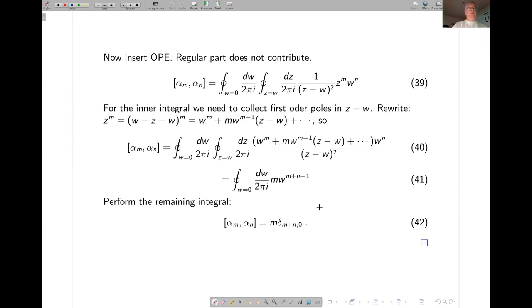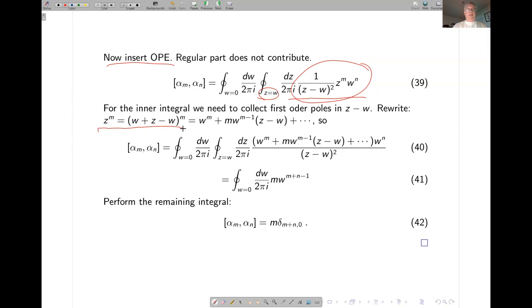So if you insert the OPE, what then remains is this second order pole from the OPE. The factor minus 1 to the 4, which I have written to the other side, has cancelled. And we now have to take the Z integral first around Z equals W. According to the residue theorem, we will pick out the first order pole. If you look at this integrand, we don't see a first order pole, but there is one which is hidden. To see this, we use the binomial formula to write out Z to the M in terms of W and Z minus W.